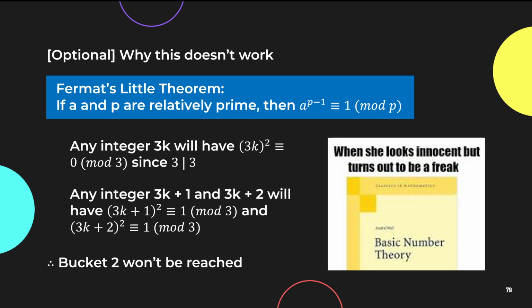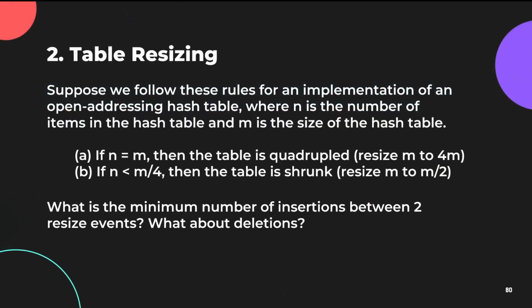my P here is 3, and if my A is relatively prime to 3, that means the greatest common divisor is 1, there's no common factor between both, then in this case I can say that A raised to 3 minus 1, that's A squared, will be equal to 1. Which is why I take 3 as my P. So anything that is not a multiple of 3 will have this property. Hence, it will only go to bucket 1 later on. Questions? No? Okay.